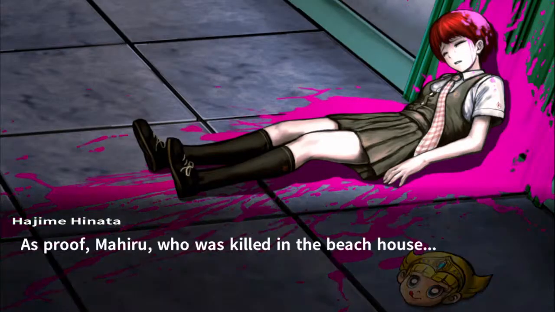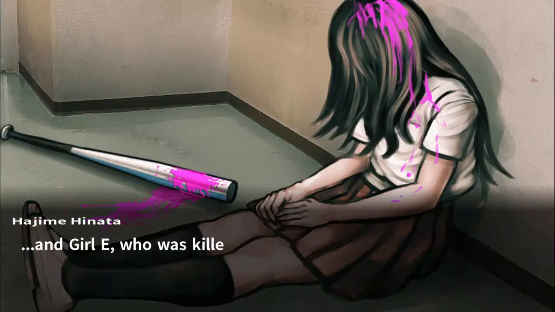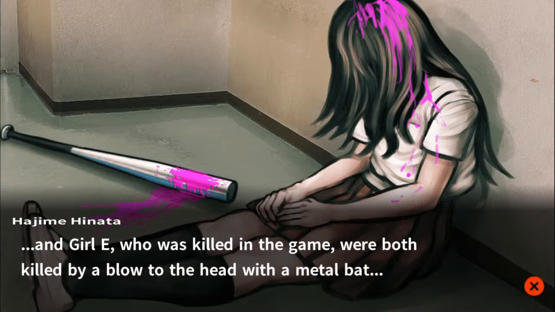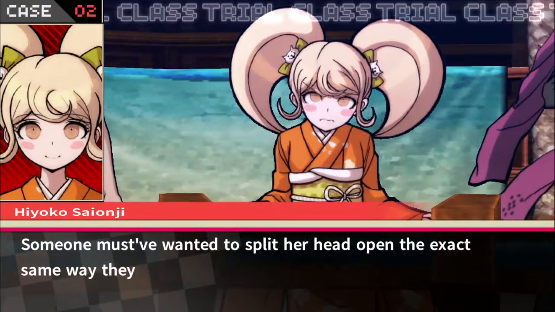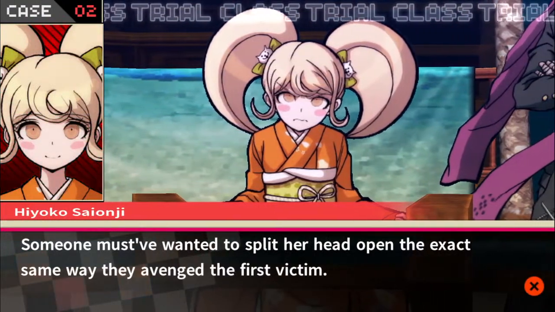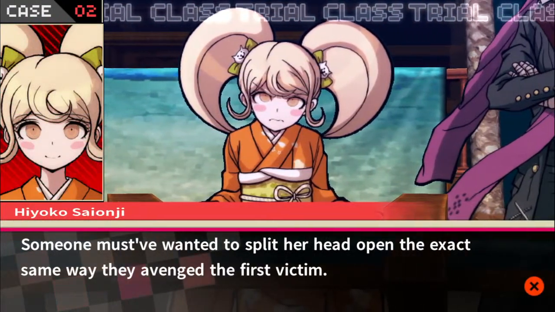As proof, Mahiru, who was killed in the beach house, and Girl E, who was killed in the game, were both killed by a blow to the head with a metal bat. There's no way we can ignore that connection. Someone must have wanted to split her head open the exact same way they avenged the first victim.